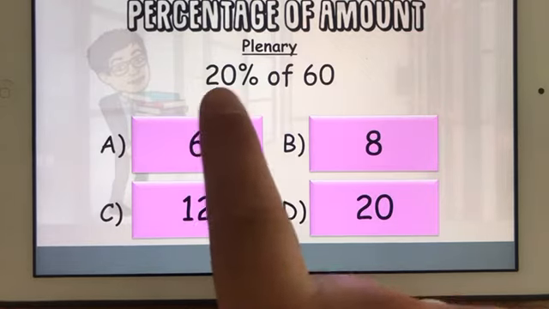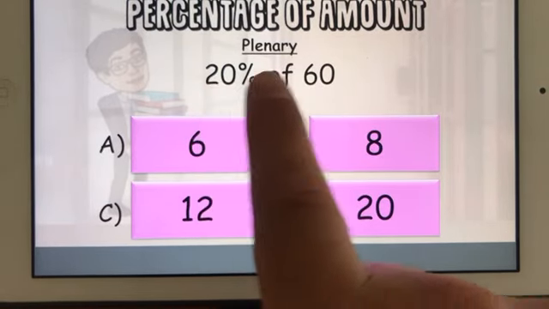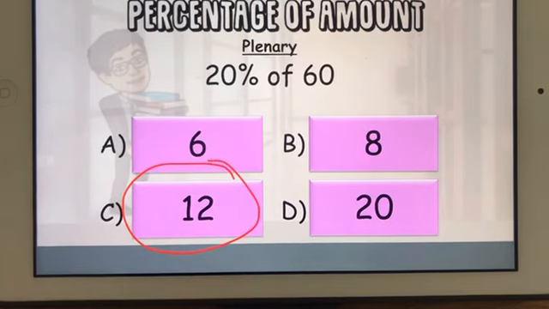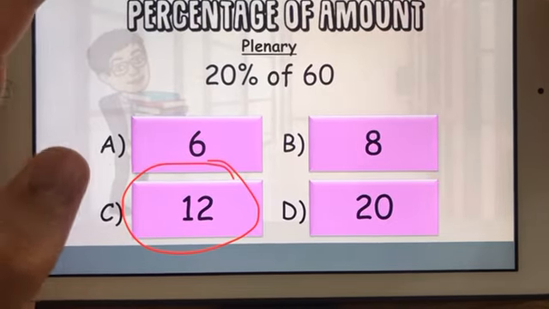So 10% of 60 is 6. 20% then would be double 6, which should be 12. Okay, so for the first one, you should get 12. If you got 12, well done. You understand the basics of the stuff we started right at the start of the lesson.